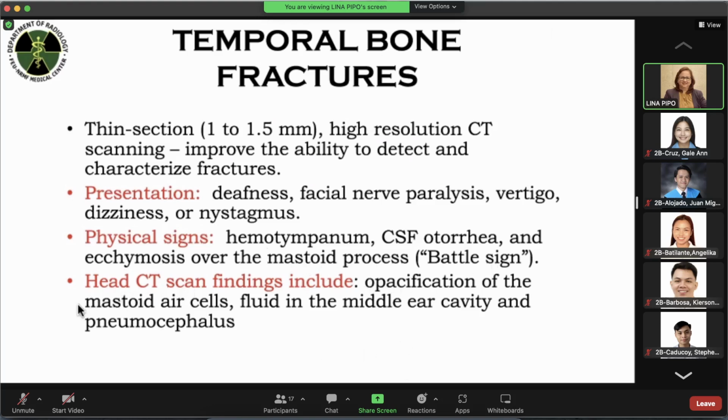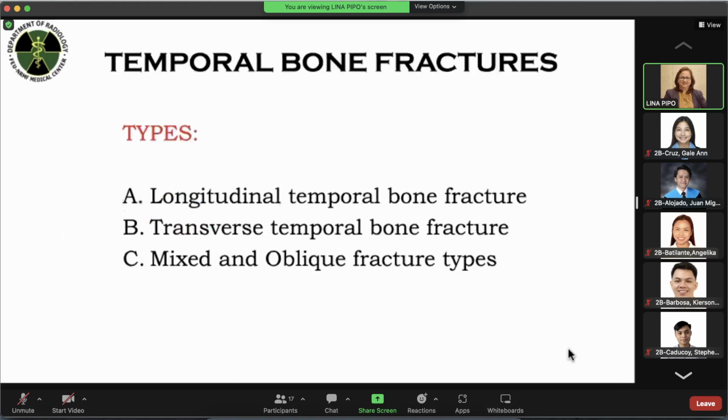So there's opacification of the mastoid air cells because of hemorrhage, of course, because you have a temporal bone fracture, and also fluid in the middle ear cavity, also because of hemorrhage. And pneumocephalus, so this one, there is air in the area of the brain because of the fracture also. So we have three types of temporal bone fractures.